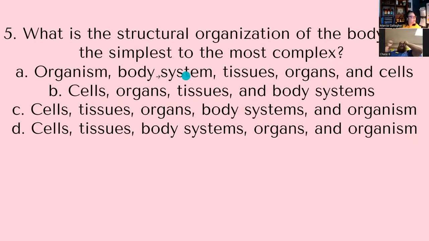Okay, number five. What is the structural organization of the body from the simplest to the most complex? Okay, so organism. I think cell has got to go first. Yes, so that knocks A out because I think cells are going to be the simplest. So cells, organs, tissue. See, I don't agree with that because organs is going to be up there. It's not simple. Well, tissue is basically also kind of.